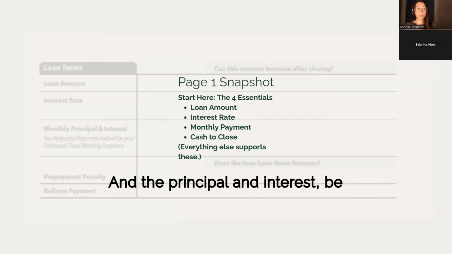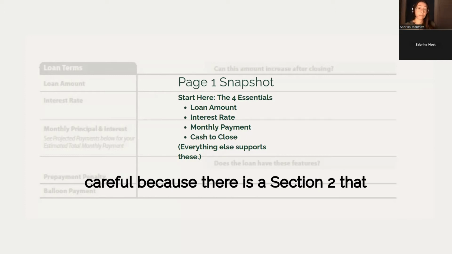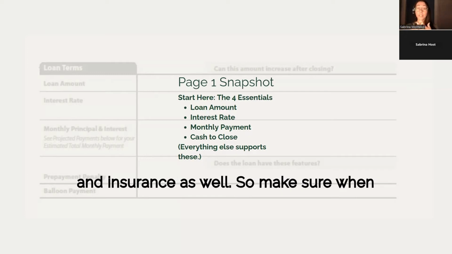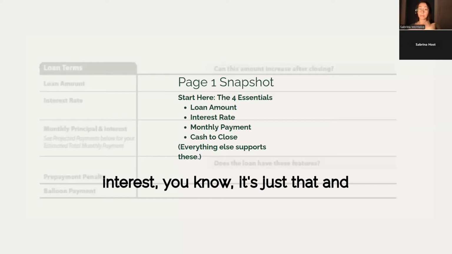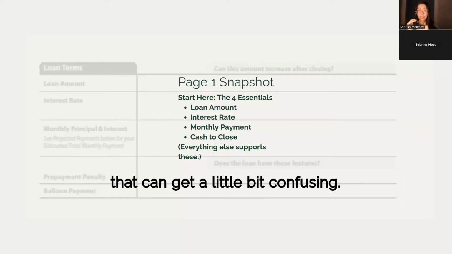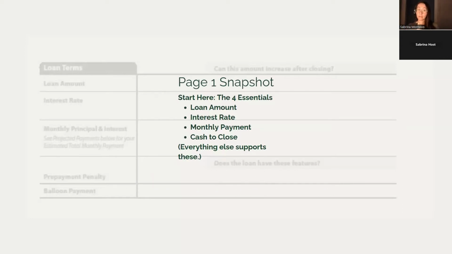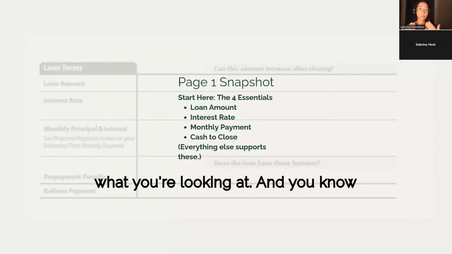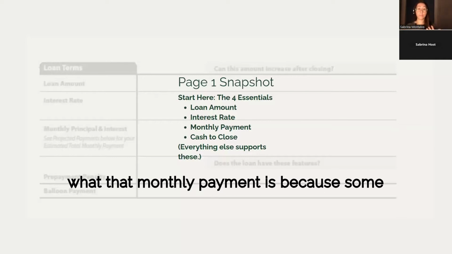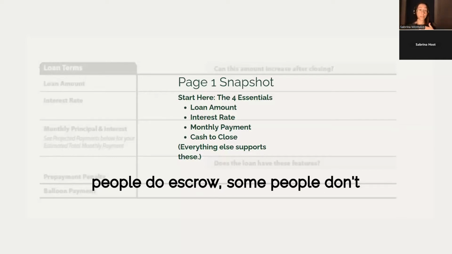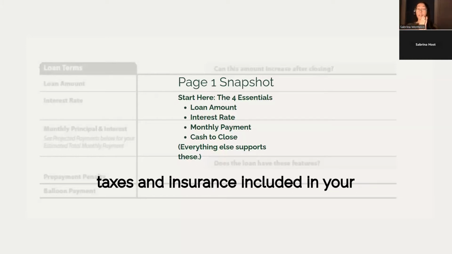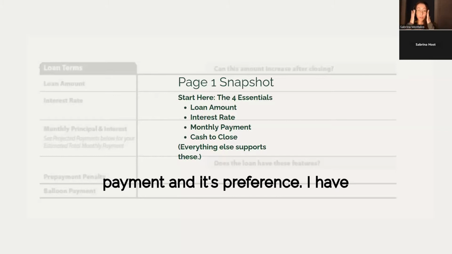The principal and interest, be careful, because there is a section two that shows principal, interest, and your taxes and insurance as well. So make sure when you're looking at the principal and interest, you know it's just that, and that can get a little bit confusing. So you always want to make sure you know what you're looking at and what that monthly payment is, because some people do escrow, some people don't escrow, which simply means having the taxes and insurance included in your payment. And it's preference.